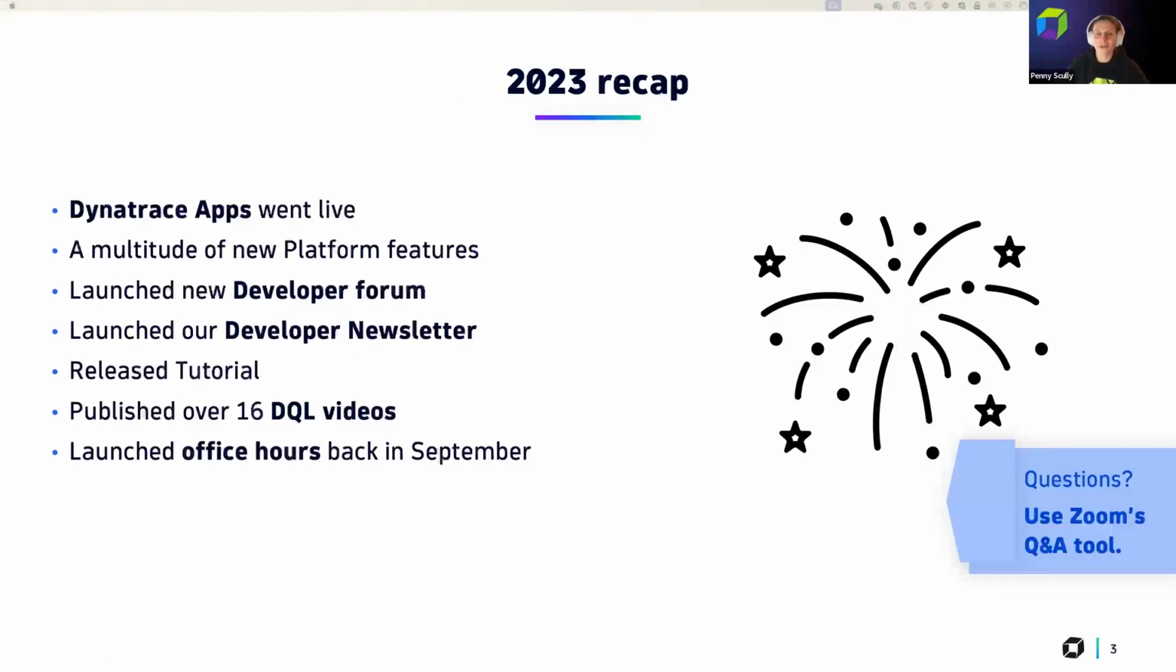Cool. So without further ado, let's get into the 2023 recap. Now, we had a pretty big year in 2023 because actually Dynatrace Apps went live in February. So a multitude of new platform features were released, from Grail to App Engine and to many different SDKs. So we have a lot to celebrate.